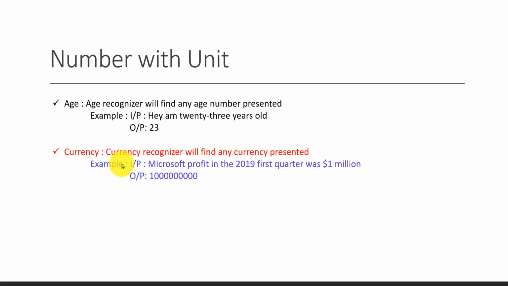So the next one is currency. This finds any currency present in the text or not. If you give an input like "Microsoft profit in 2019 first quarter was 1 million," this is just an example, the currency API will return the value 1 million, and the unit type is currency.